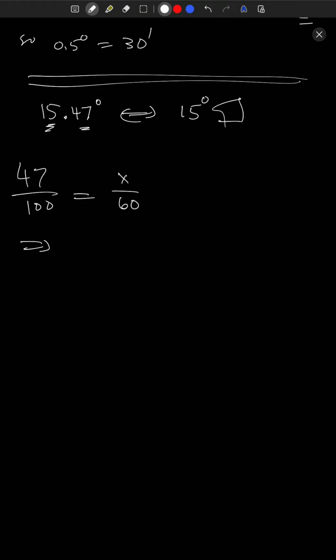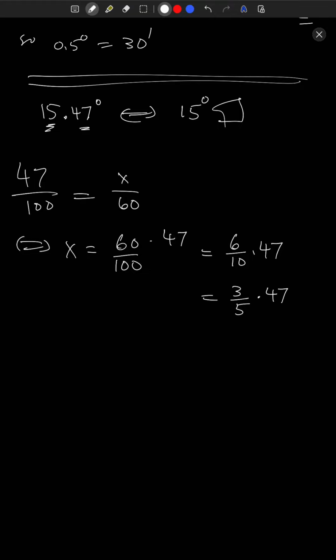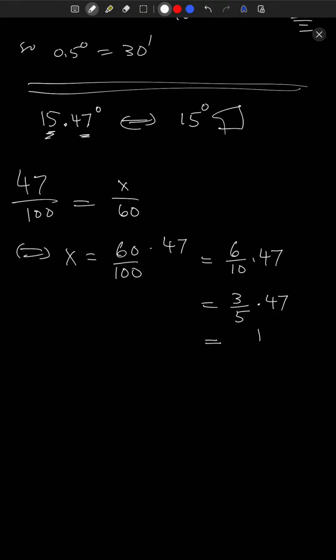All right, if we solve this, we're going to get x equals 60 times 47 over 100. Let's see, so this is 6 over 10 times 47. Let's simplify a little bit more. 6 out of 10 is 3 out of 5, times 47. And then now we can actually do some multiplication. So this is 141 over 5.